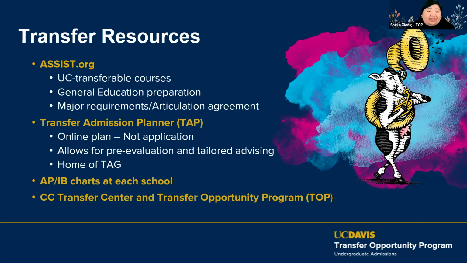There are AP and IB charts at each UC. If you have AP or IB exams that you've taken as a high school student that you want to receive credit for, definitely check out the AP and IB charts at each UC school to see what you'll be awarded credit for. And then last but not least, don't forget to check out your community college transfer centers. There are a lot of resources available for you at your community college as well. If you're not really sure where to start, go to the transfer center to get help with anything that you might need, whether it's transferring or trying to figure out how to enroll for your courses.